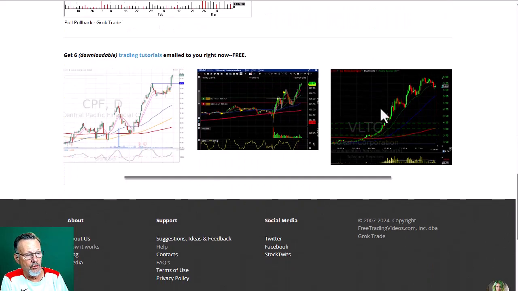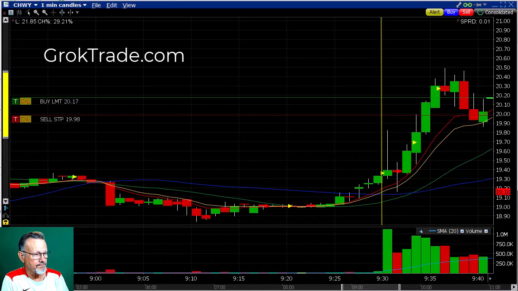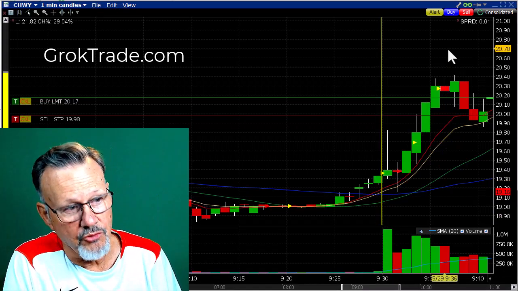Now these ones with the black candles, those are day trading ones that I put on there from before, and these are 1 minute candles. The other examples are daily charts where each candle is 1 day. The pattern works no matter what the time frame. So let's go back to the day trading chart that we were just looking at on CHWY, doing a bull pullback.